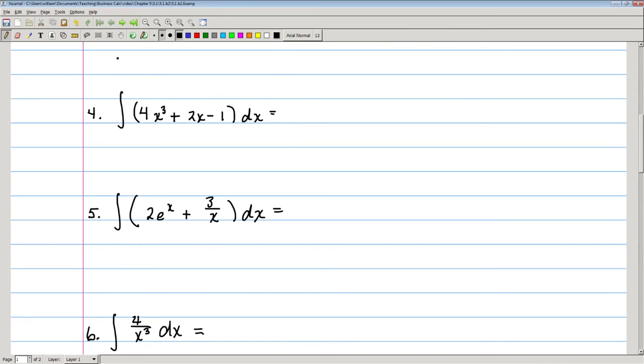Remember that the antiderivative of a sum is the sum of the antiderivatives, so we will rewrite this as 4 times the integral of x cubed dx plus 2 times the integral of x dx minus the integral of 1 times dx. And that will give us, let's see here, let's follow the power rule for integrals.